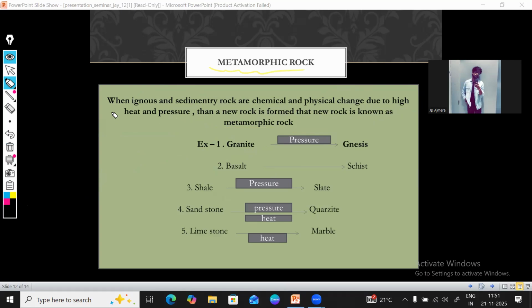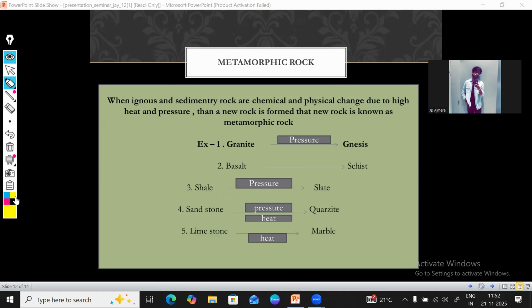So when the igneous and sedimentary rock are chemically or physically changed due to high temperature or high pressure, then a new rock is formed. The new rock is known as a metamorphic rock due to high temperature or pressure. And what is the change? Physical or chemical change inside the igneous or sedimentary rock. All right, so a new rock is formed that is known as metamorphic rock.